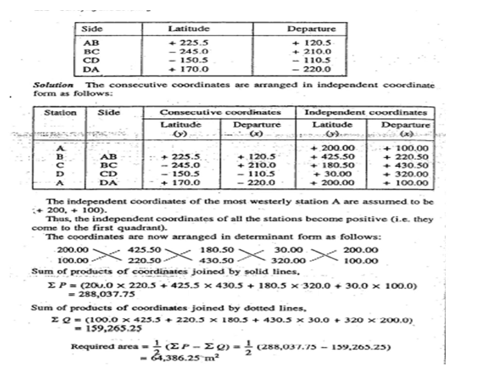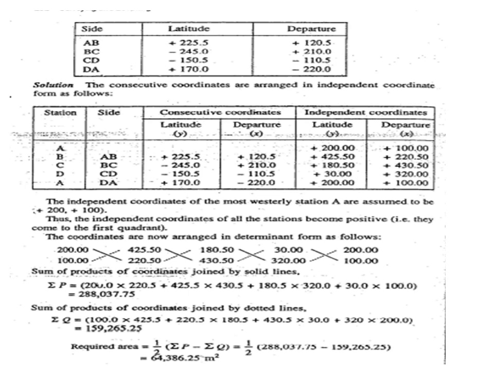Then the independent coordinates of all stations become positive. Therefore they are lying in the first quadrant. So the coordinates are arranged in the determined form as given below.